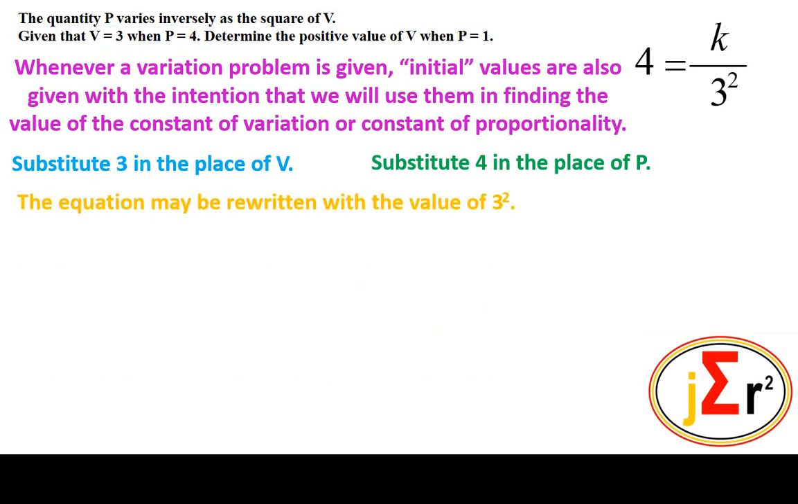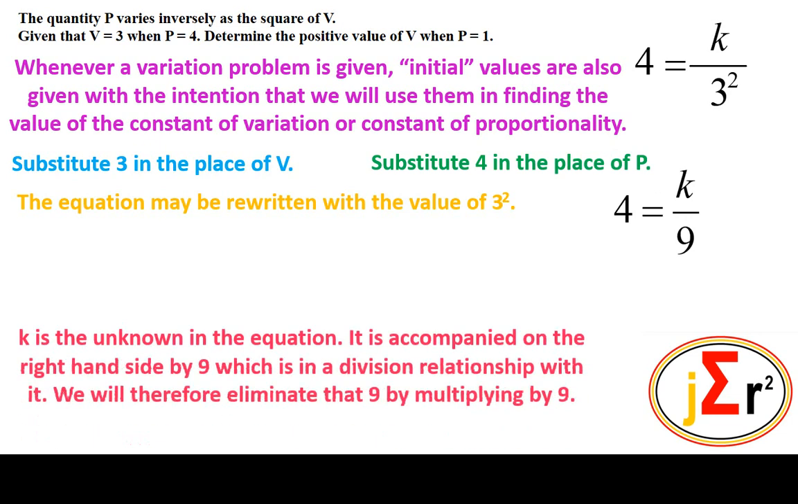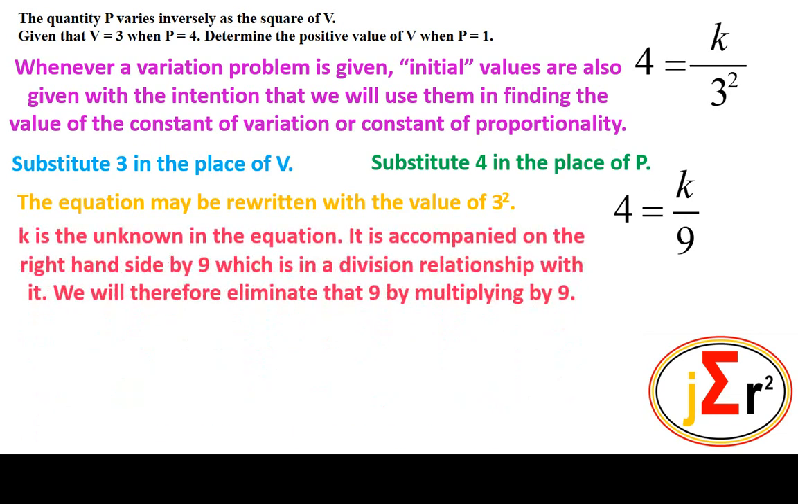Initially, what we will do is rewrite the expression with the value of 3 squared. Meaning that we need to write the equivalent of 3 squared, and 3 squared is equal to 9. So 3 squared is written as 9. 4 is equal to K over 9. K is the unknown in the equation. It is accompanied on the right hand side by 9, which is in a division relationship with it.